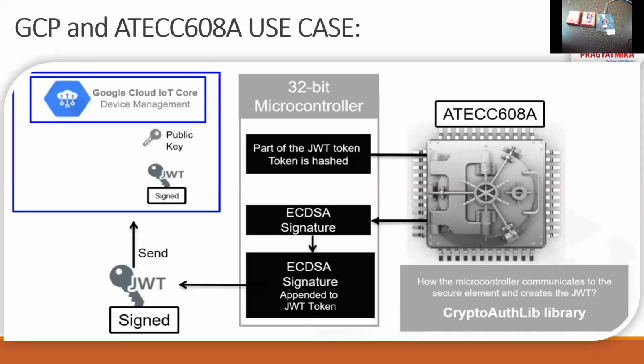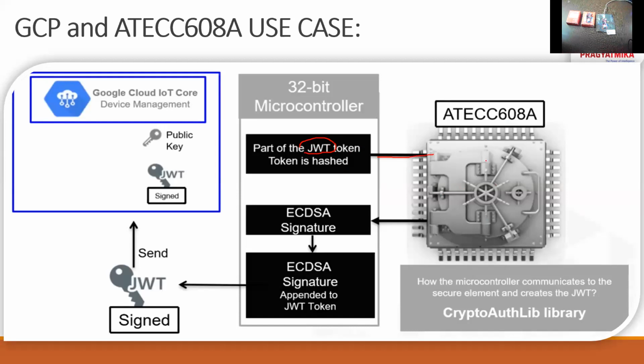Whenever this ATECC communicates with the cloud, with the microcontroller in the middle, you can see here how this communication happens. The microcontroller has to communicate to the cloud, but it doesn't directly communicate with the cloud. You can see here, it is first hashing the JWT token. We have the hash algorithms, and those hash algorithms are used for hashing the JSON Web Tokens, and it is sent to the hardware layer of your ATECC.